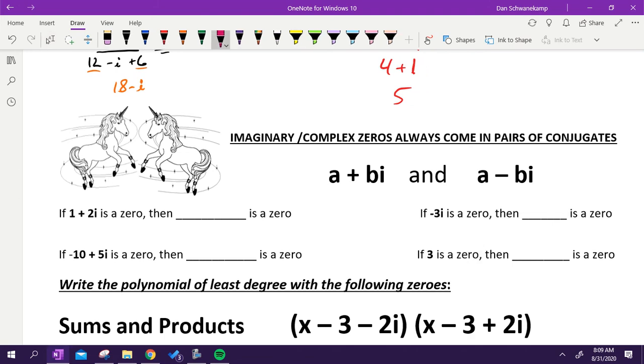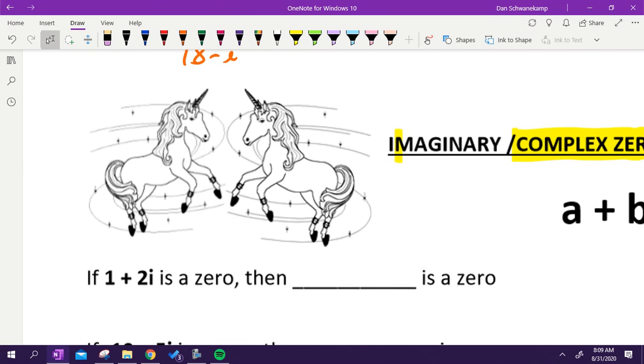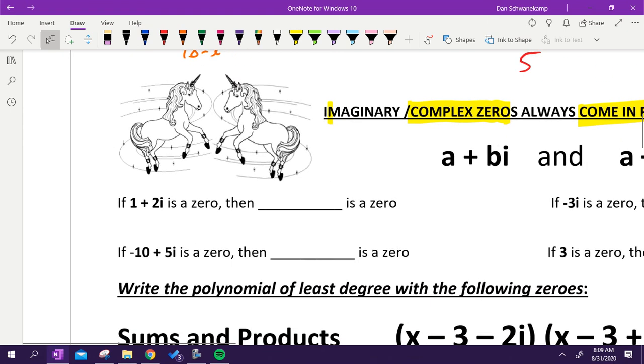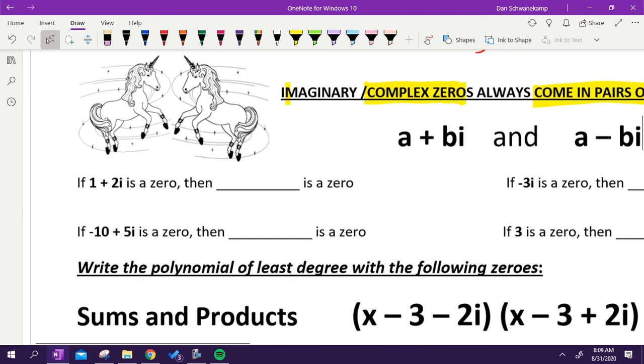All right. So imaginary and complex numbers. This is really important. Complex zeros always come in pairs of conjugates. They always come in pairs. You will never see a single imaginary number by itself. It always comes with its buddy, its conjugate. Just like, has anyone seen just a single unicorn in the forest? No, they are not by themselves. No one's ever seen just one. They always come together. Same thing as imaginary complex numbers. This is very important.